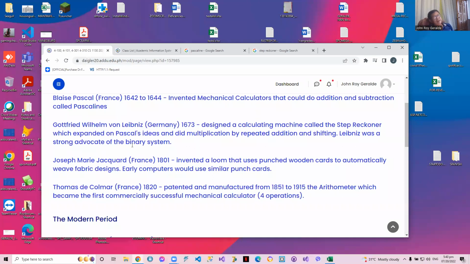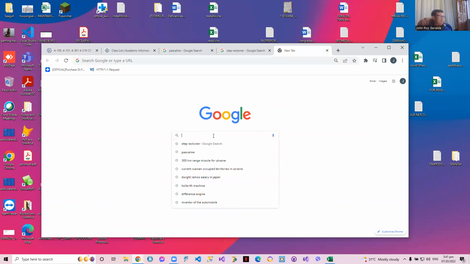Because the only machine available for recording then was punch cards, wooden punch cards. That means you punch a particular sequence of holes to represent a particular quantity. Okay? Do you follow? To do that, Joseph Marie Jacquard used a machine for weaving fabric. It's called the Jacquard loom.